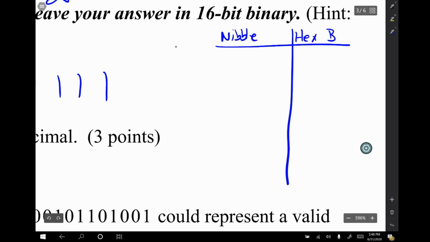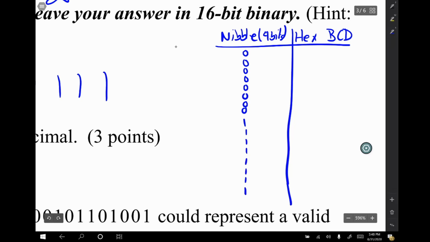And in fact, while we're at it, why don't we figure out what the BCD equivalent is too? Now, with a nibble, remember that's 4 bits, we have 2 to the 4th or 16 possible patterns of ones and zeros. Half of those are going to start with zeros. So I'm going to have 8 zeros and 8 ones.